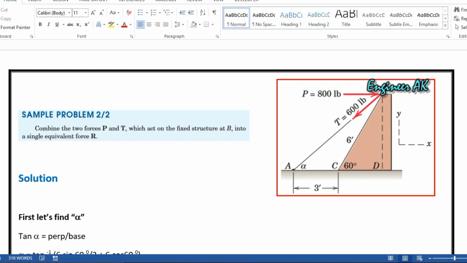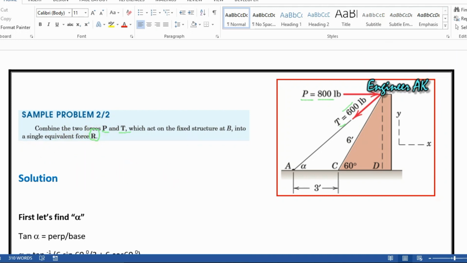So let's get started. In the question they ask that we combine two forces P and T. There are two forces here, P which is 800 pounds and T which is 600 pounds. We have to combine them, and they act on a fixed structure at B. We can see that this structure is fixed, and both forces are acting on it, into a single equivalent force. So we have to find the resultant. We have to combine these two forces and find their combined effect.